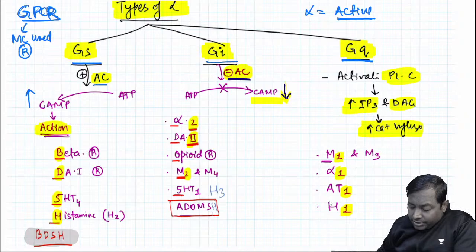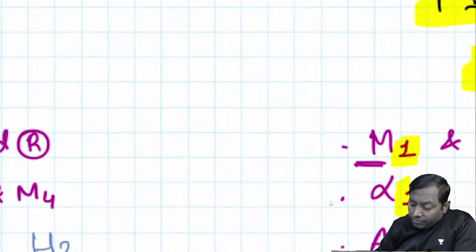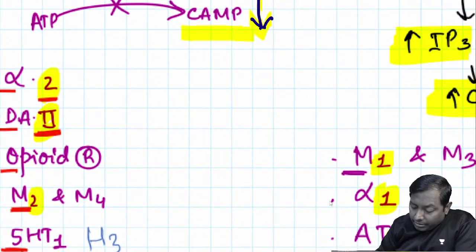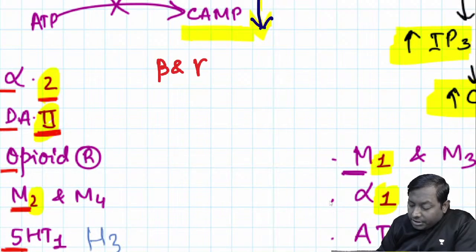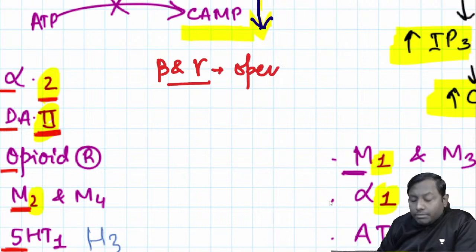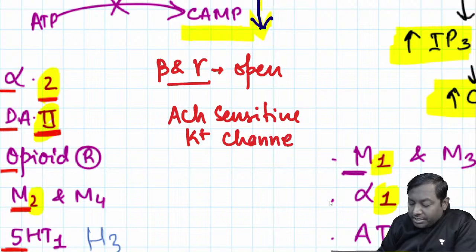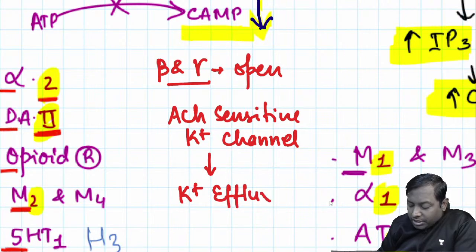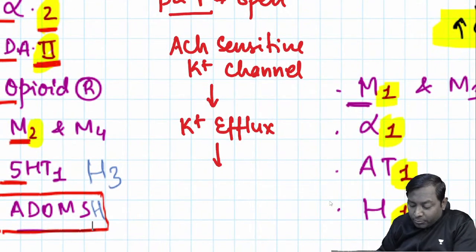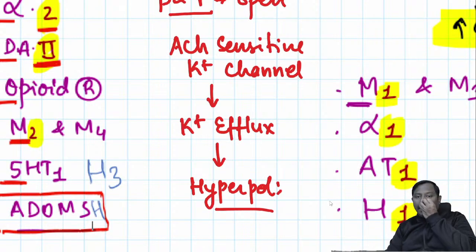One more mechanism of action that has been said for GI is that the beta and gamma component of GI are going to open the acetylcholine sensitive potassium channel. Please remember, they are going to open the acetylcholine sensitive potassium channel. Because they open it, they will be causing potassium efflux. Boys and girls, you can easily understand, if there is an efflux of potassium, what will happen? There will be hyperpolarization. Very easy to remember.